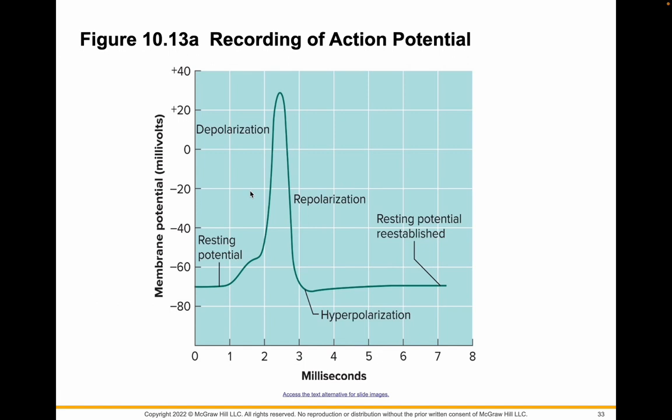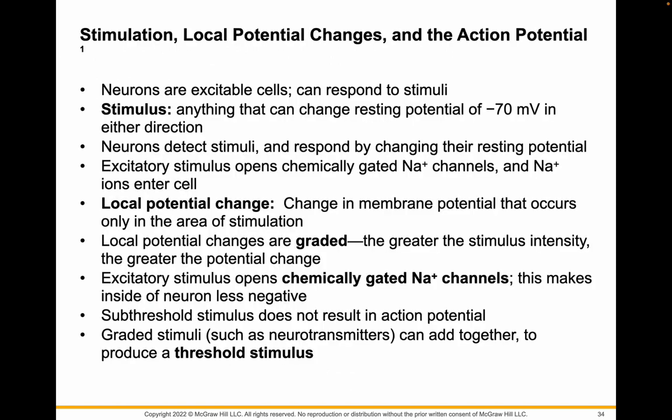So on this side of the graph, like here I would put NaK pump. Here I would put sodium rushes in. Just as quickly, we close our sodium gates and open our potassium gates, and potassium rushes out. So potassium moves out. And we repolarize our membrane. Sometimes we repolarize it too much, called hyperpolarization, but the sodium-potassium pump establishes the resting potential again.